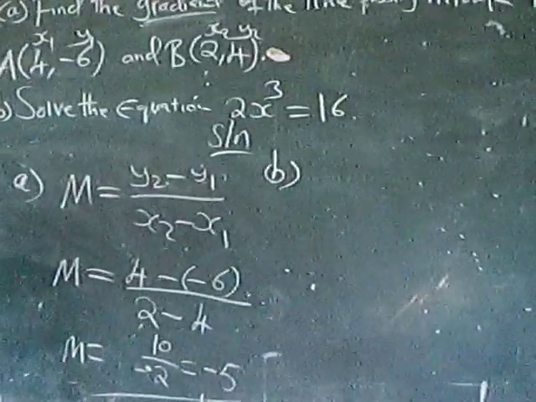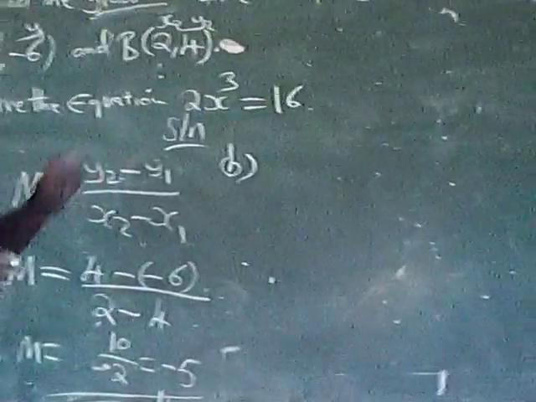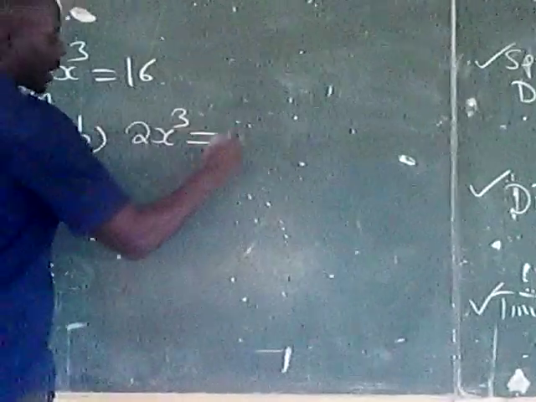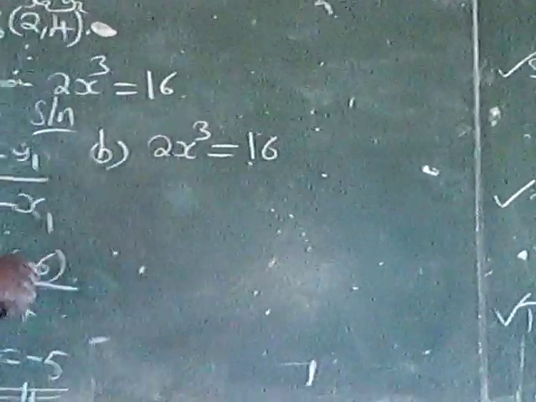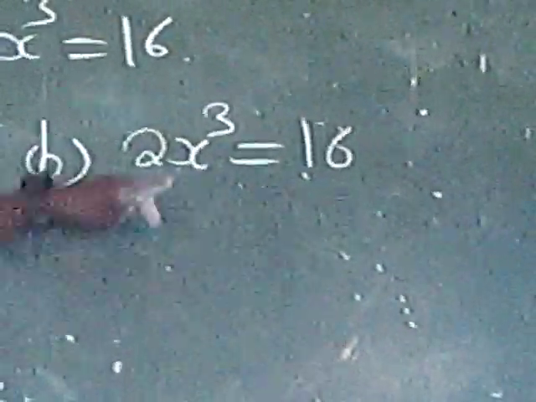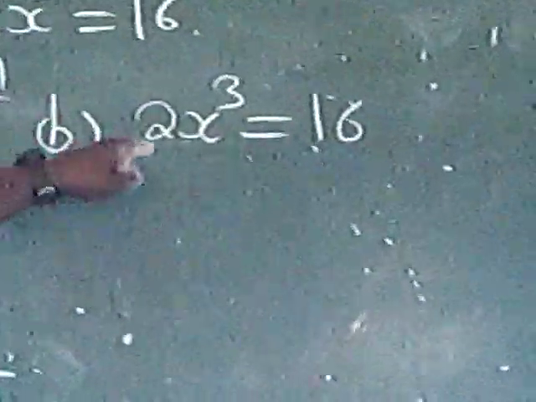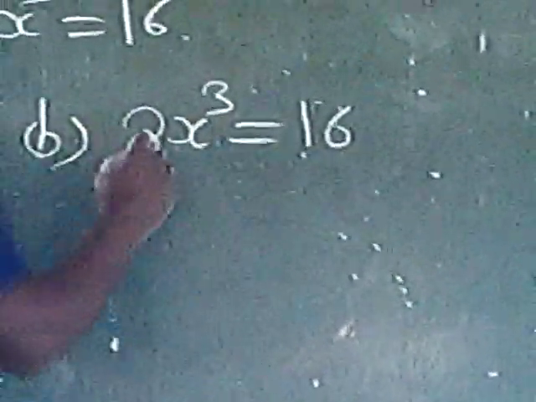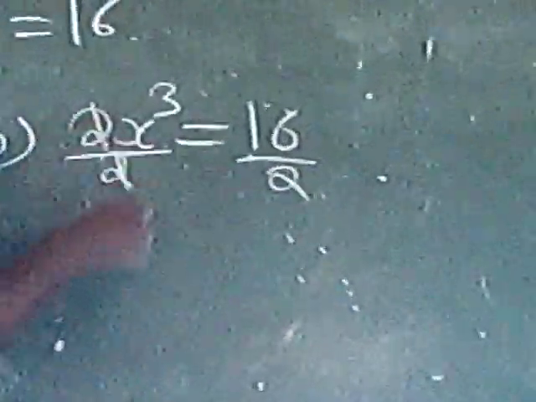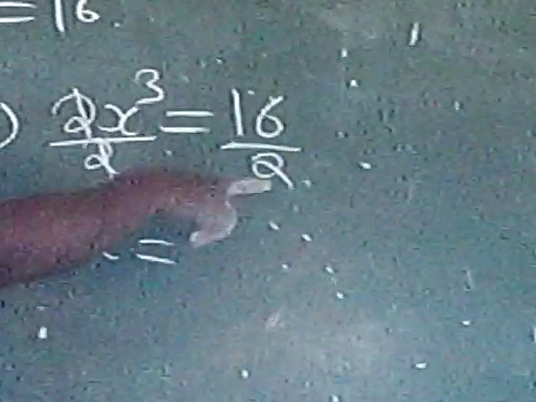At B, we're given the equation. The equation is 2x to the 3rd power is equal to 16. First and foremost, you need to find the x value, but how? We see that this x is together with this particular coefficient 2. So we get rid of the coefficient 2 by way of dividing. If you divide, the 2 will cancel out. We have x to the 3rd power equal to 16 divided by 2.